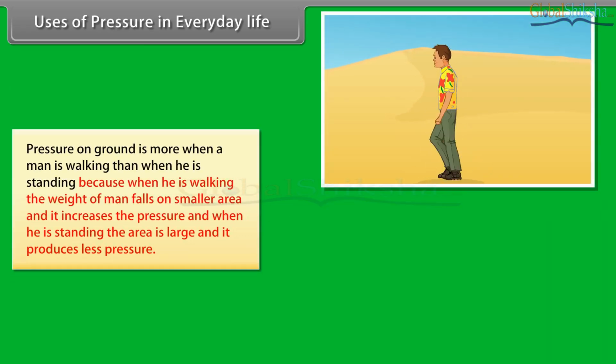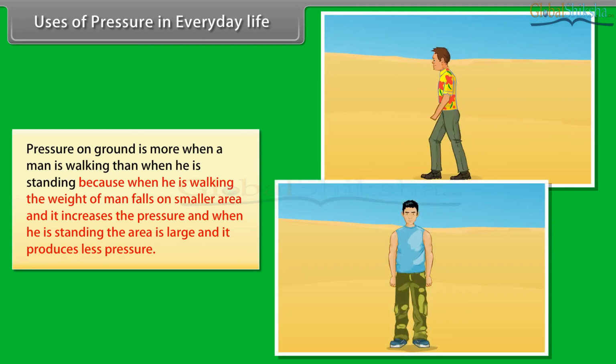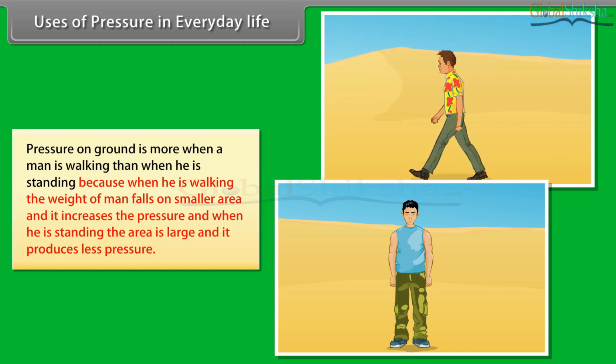Pressure on ground is more when a man is walking than when he is standing, because when he is walking, the weight of the man falls on a smaller area and it increases the pressure, and when he is standing, the area is large and it produces less pressure.